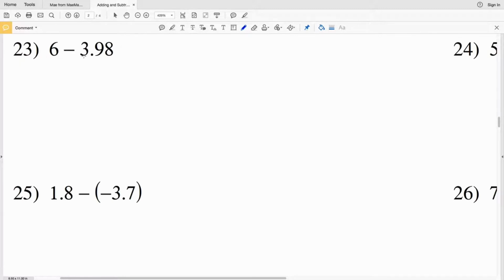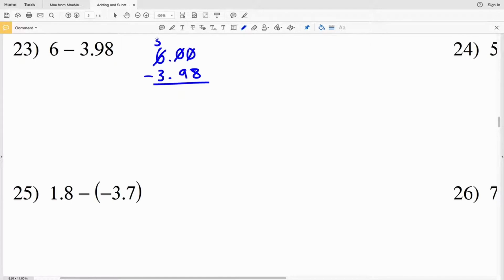Here we have 6 minus 3.98. I'll go ahead and do this longhand, so I'll do 6 minus 3.98, keeping the decimals lined up. Put in your placeholders. Now we can't do 0 minus 8, so we're going to borrow from the next column. That's 0 and doesn't have a number in it, so we're going to actually have to borrow from this column all the way to the left, the ones place.